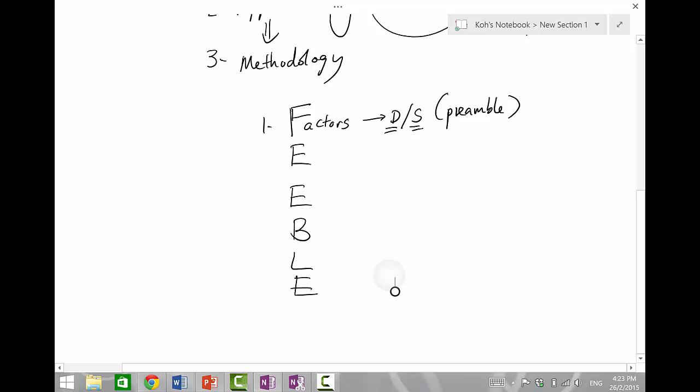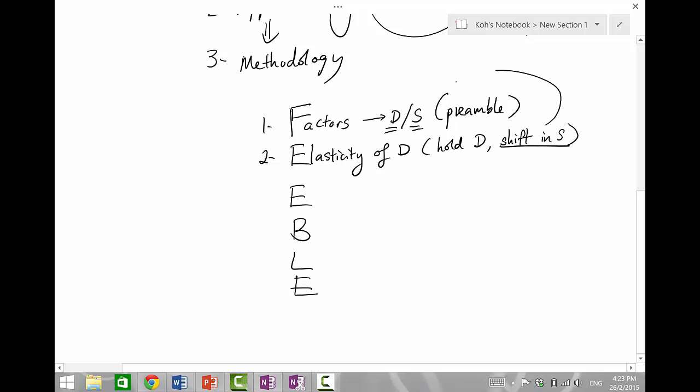Once you're done with that, we need to study the relevance of elasticity of demand to our analysis. As always, if you are checking the slope of your demand curve, you should not be shifting it at the same time. So what we should do here is to hold demand and combine it with the shift in supply, which you already picked up from step 1. When you're done with that, we go on to elasticity of supply.